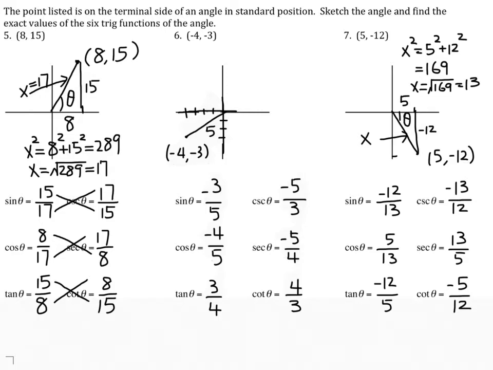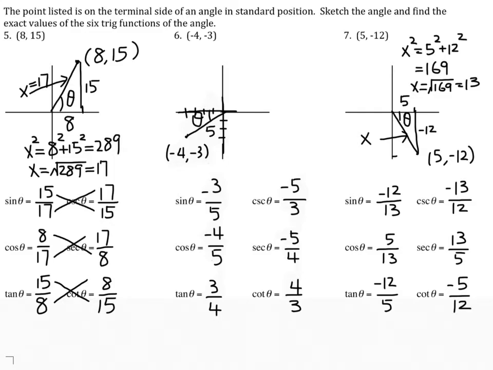Number 6: negative 4, negative 3. So the x is negative 4, and y has a value of negative 3. We can find this point; this angle is going to lie in the third quadrant. With 3 and 4, the Pythagorean theorem should tell us 5 as the hypotenuse. That's the Pythagorean triple.